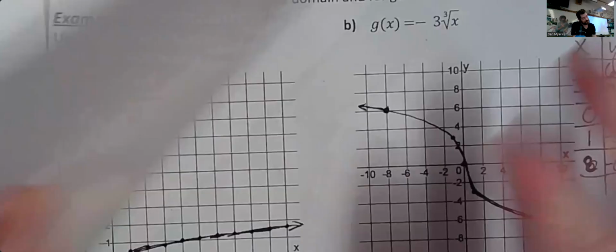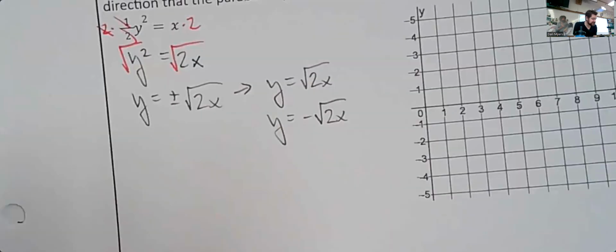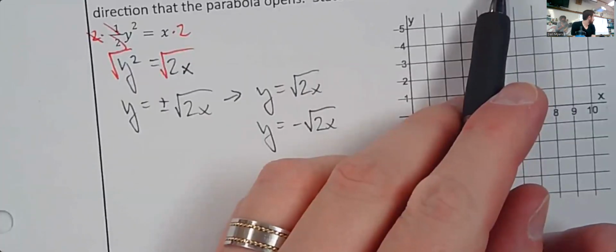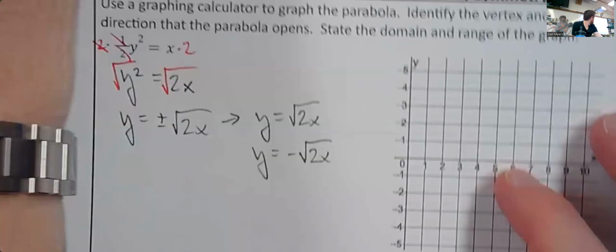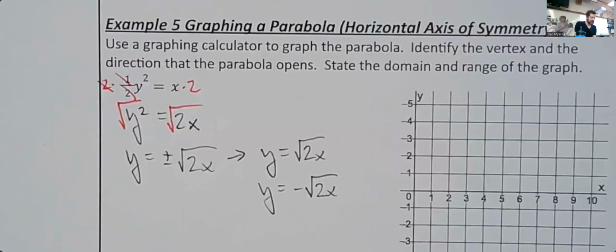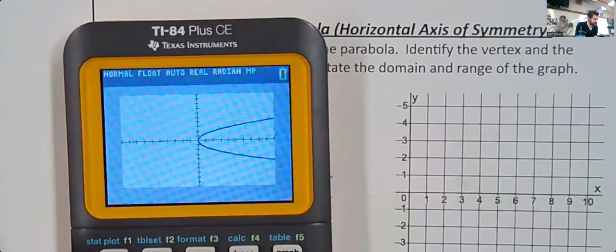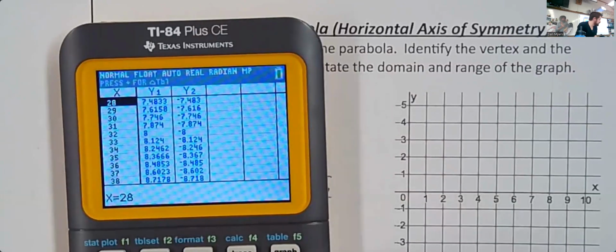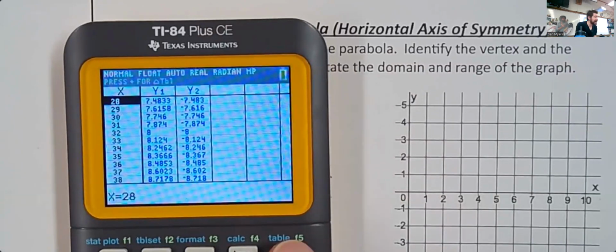Actually, what else does it want us to say? It says identify the vertex. Okay, so where's the vertex at here? 0, 0. Okay. Actually, we need points, don't we? Because we need to graph this on our paper as well. So why don't you hit the blue button, the second button, and then hit graph, and it'll just take you to your table of values.